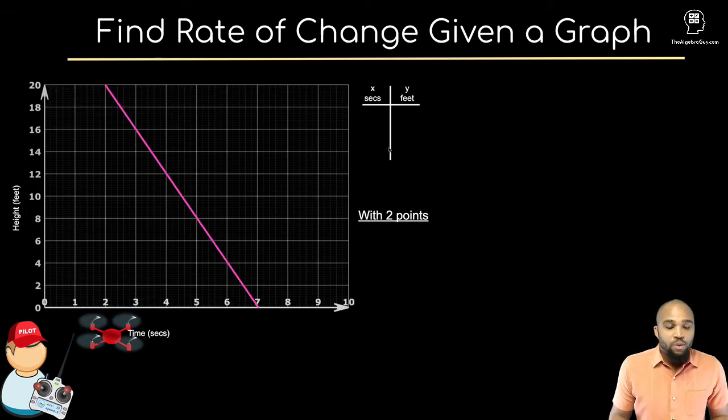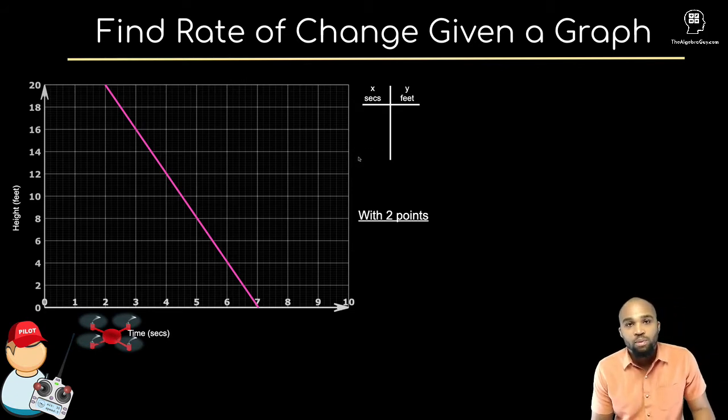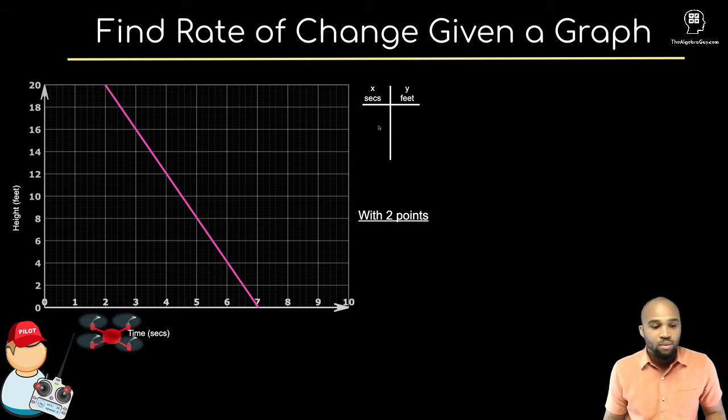All right, let's try a different one. What if you have this graph? Pause it here and see if you can find the slope or rate of change. All right, so I'm going to first identify 2 points. There's a good point, and there's a good point.